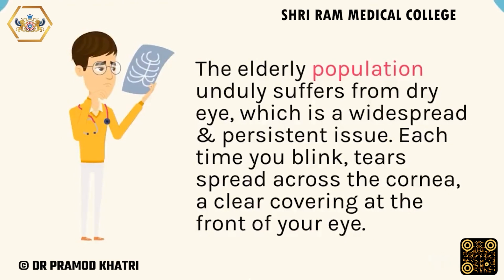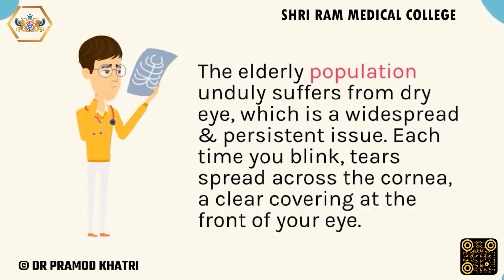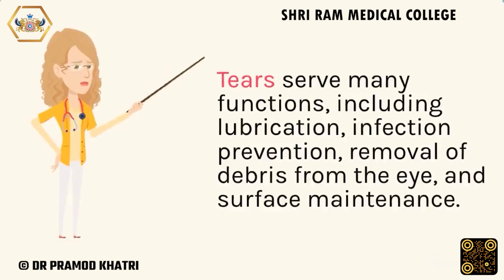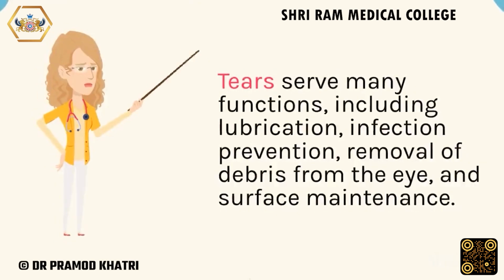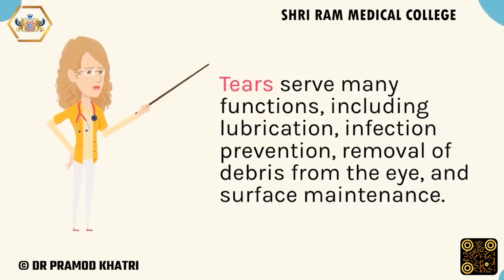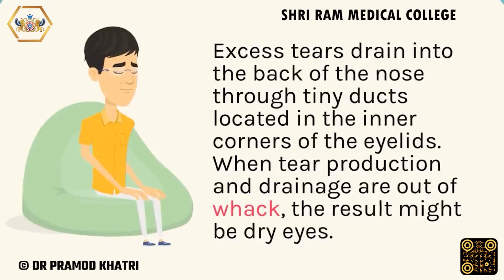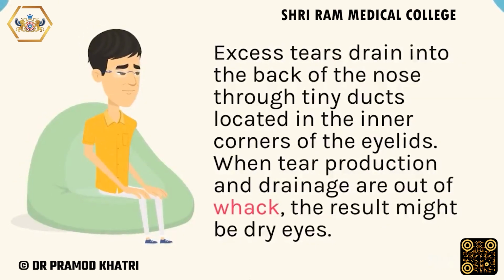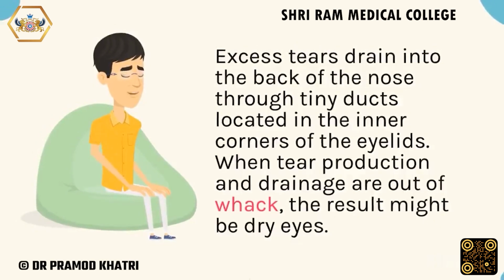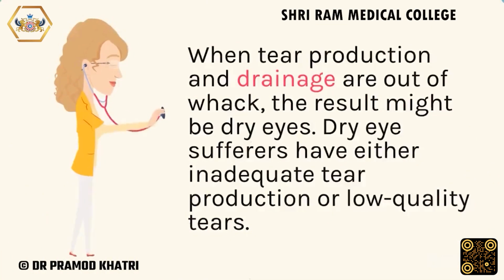Each time you blink, tears spread across the cornea, a clear covering at the front of your eye. Tears serve many functions, including lubrication, infection prevention, removal of debris from the eye, and surface maintenance. Excess tears drain into the back of the nose through tiny ducts located in the inner corners of the eyelids. When tear production and drainage are out of whack, the result might be dry eyes.